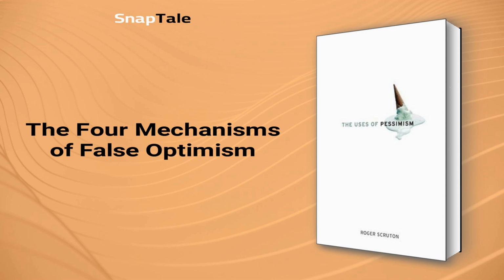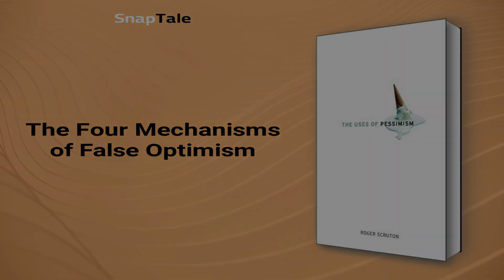Scapegoating targets a victim for blame and labels criticism of Islam as Islamophobia, making public discussion difficult. These mechanisms render refutation impossible and prevent necessary public discussion.